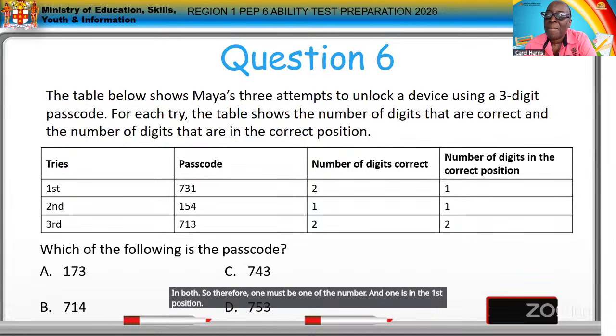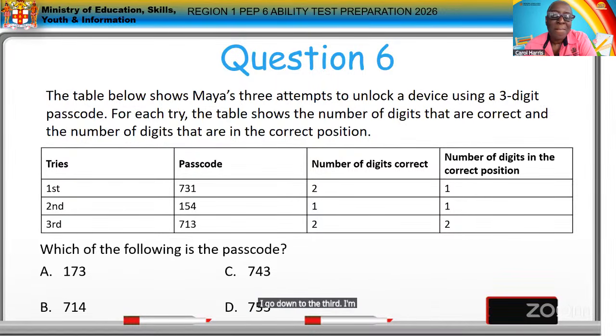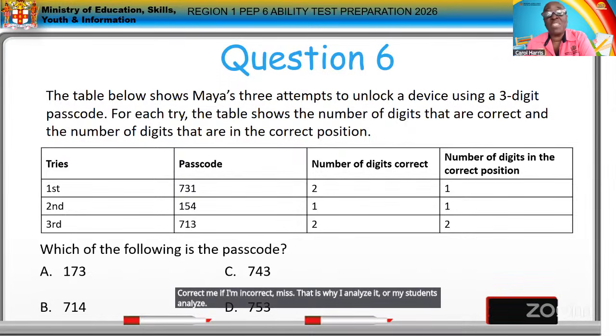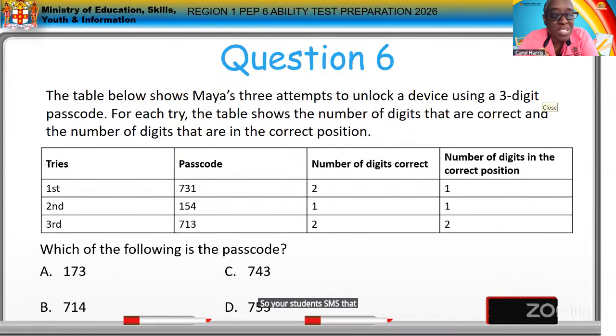I go down to the third. I'm seeing 713, number of digits correct and number of digits in the correct position, which is 2. And as such, since 1 should be the first number, it should be 173. Correct me if I'm incorrect, miss. That is how my students analyzed it. So your students are surmising that 173 is the correct passcode? Yes, miss. Okay, so let's look at it now.